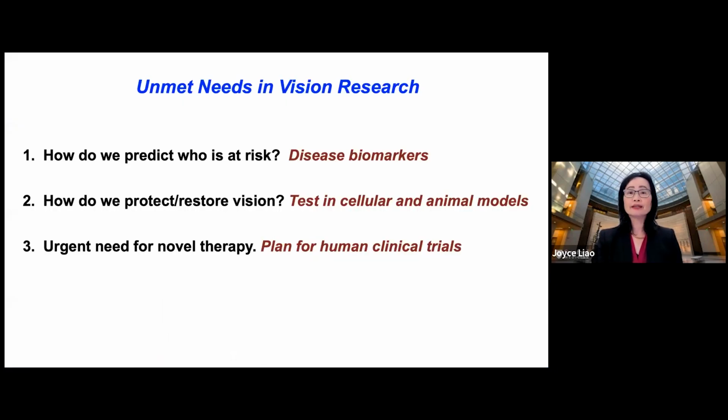Unmet needs currently in vision research include how do we predict who is going to develop vision loss, ideally identifying them before they lose vision. Number two, how do we protect and restore vision? And there are active studies in the cellular and animal models of the disease in my lab. And then we know there's urgent need for novel therapy. So we are working tirelessly to translate what we discover in the laboratory into human clinical trials.